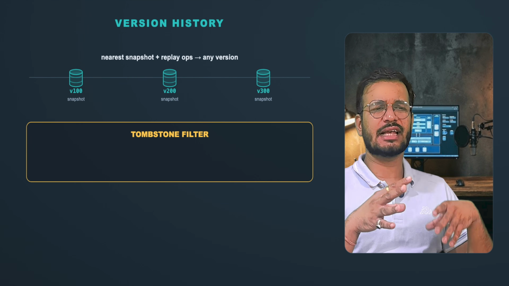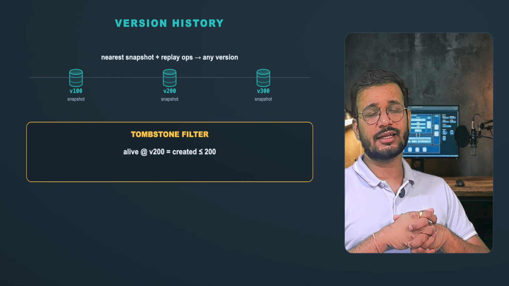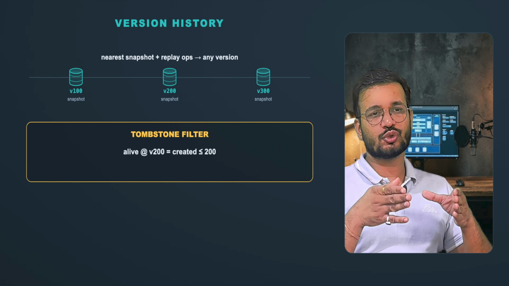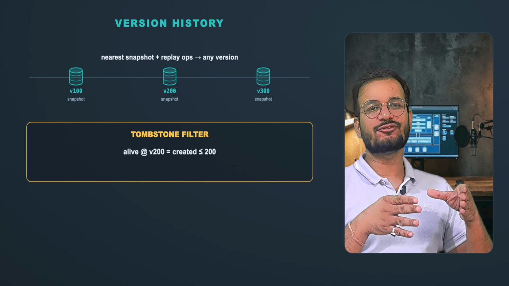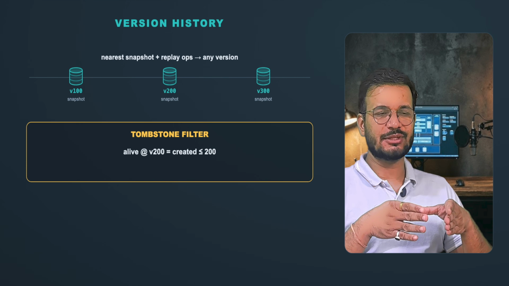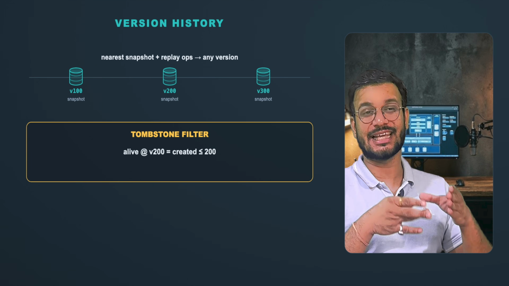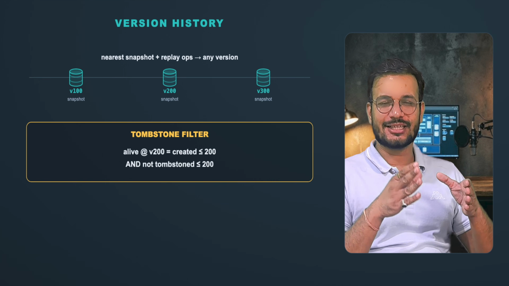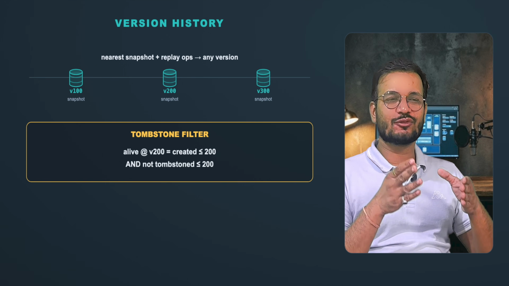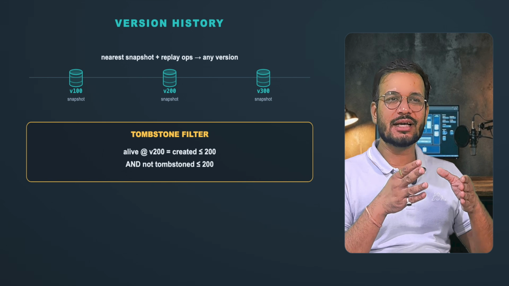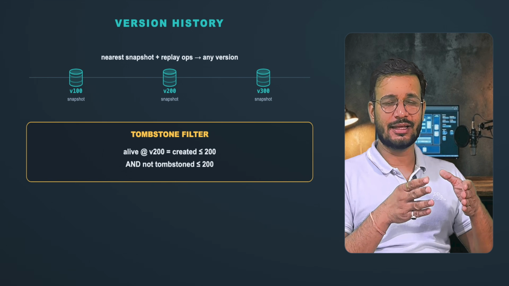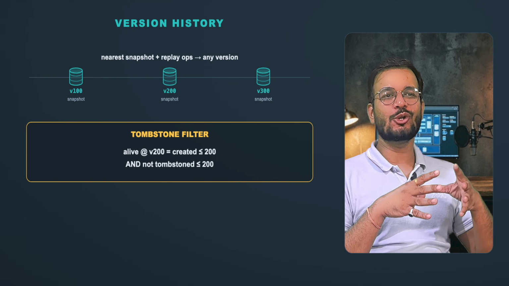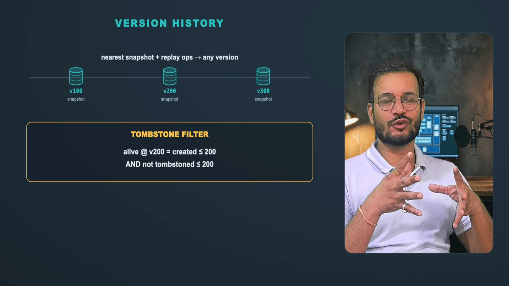Tombstones are characters marked as deleted. Now, to show the document at an earlier version, you need to undelete characters that were tombstoned after that version. This means filtering tombstones by the timestamp they were created, and not just whether they exist or not. Each tombstone carries the server version at which it was created. To reconstruct version 200, include all the characters alive at version 200. That means the characters created at or before version 200 and not tombstoned at or before version 200.